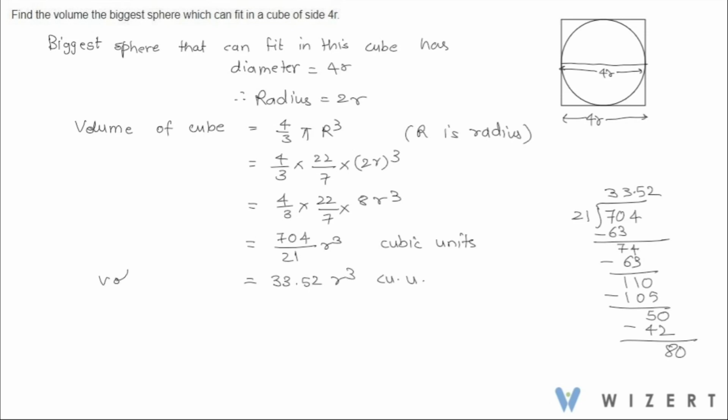So we get volume of, not cube, the sphere, as 33.52 r cube cubic units. This is the answer.